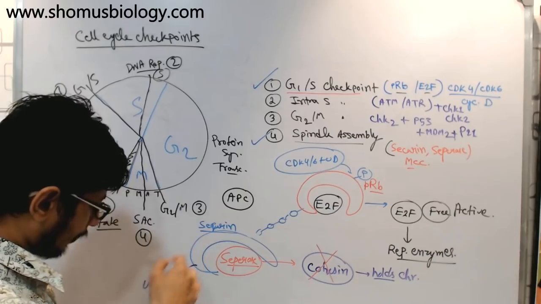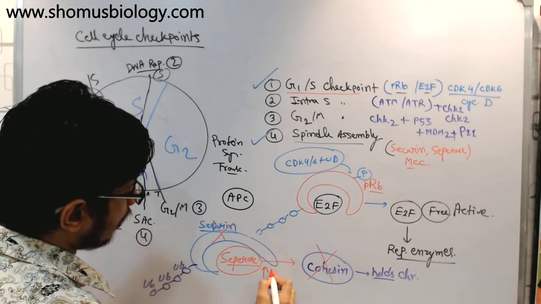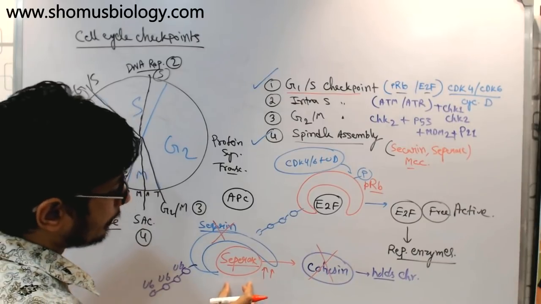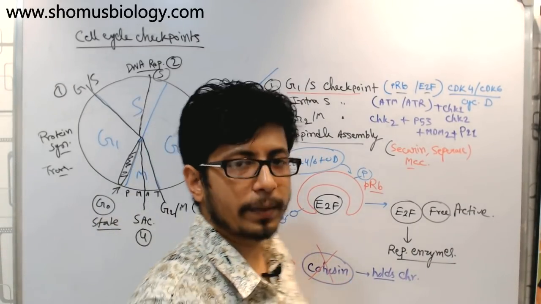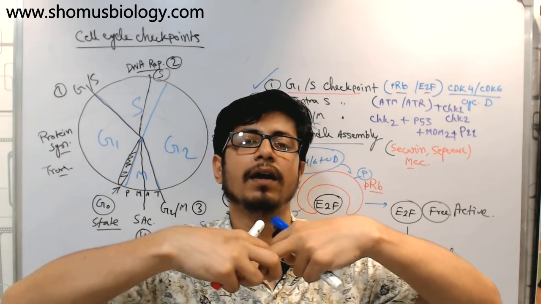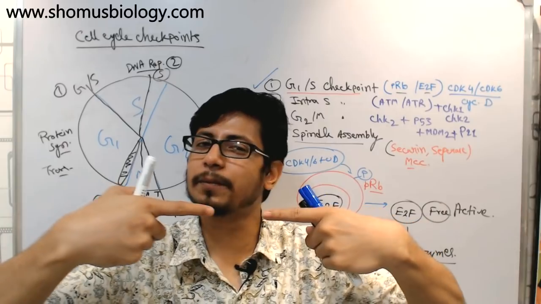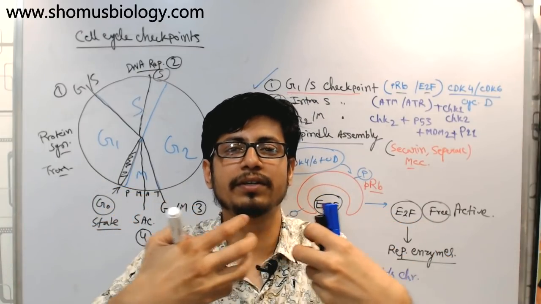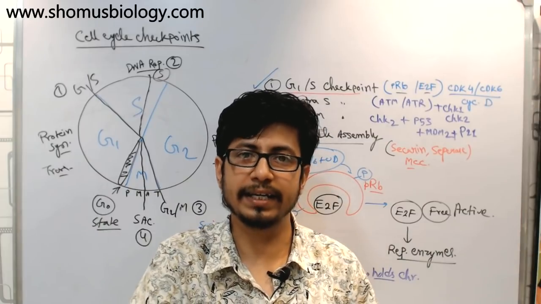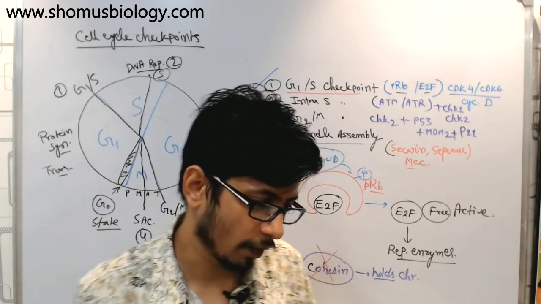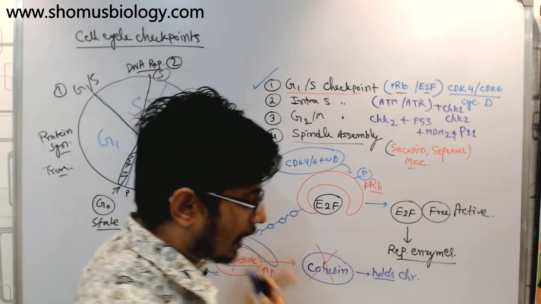So as securin is degraded, as securin is gone, separase is now free. Free separase will destroy cohesin. As a result, the sister chromatids cannot be held together. They are now ready to be separated, and the microtubules are properly connected to the kinetochore, so they will drag them to the opposite sides with the help of kinesin and dynein. Those motor proteins are also involved in this process. So these are, in very simple terms, how these checkpoints work.